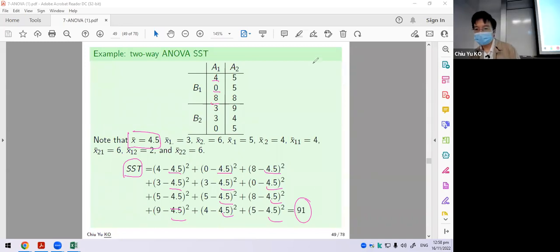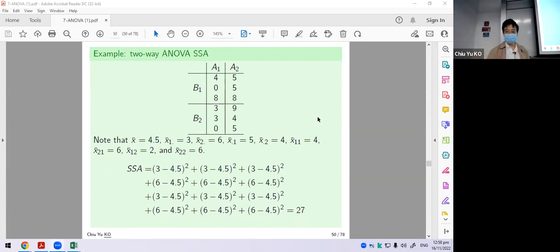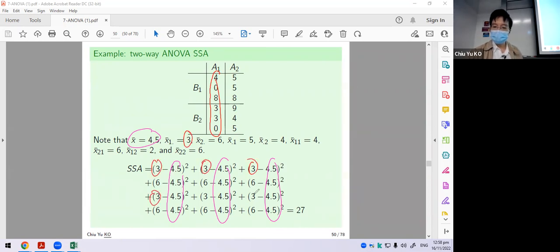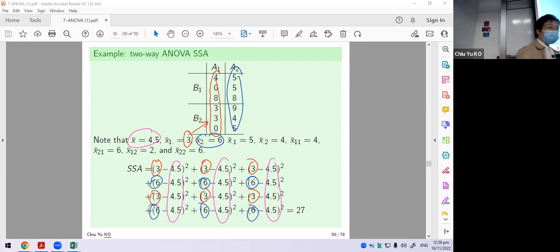SST is like this. And similarly, you know how to do the SSA. SSA is the same: you look at the 4.5, which is still at the end. The only difference is that you replace this by 3, and then you replace this by its column average, which is 6. So that's why it's here. Is it clear how you do the SSA?